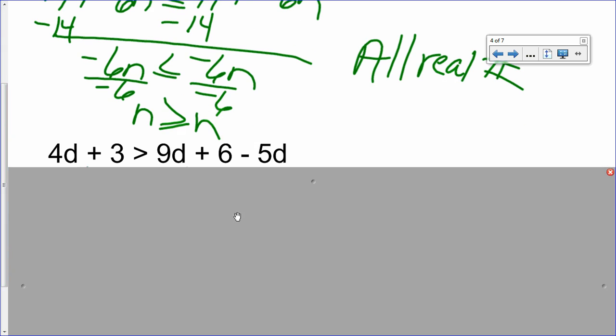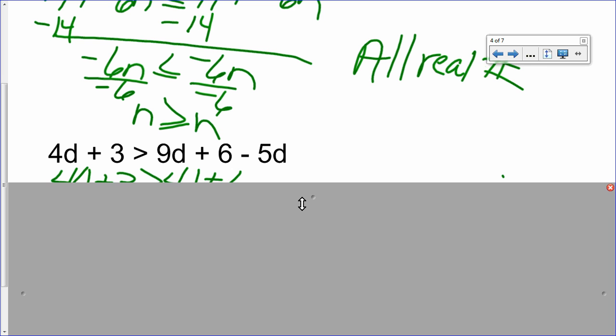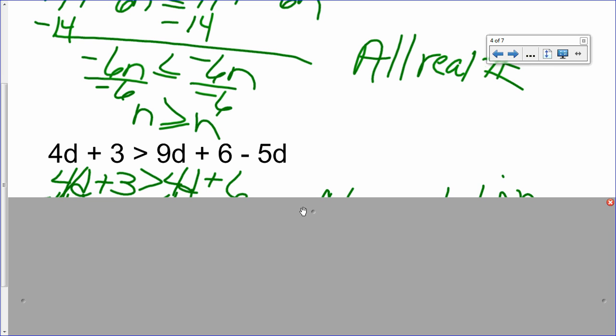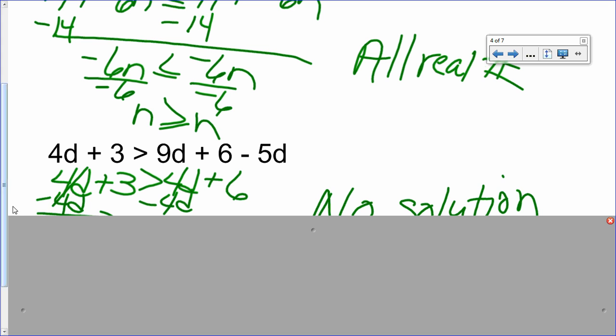Here's another example. 4d plus 3 is greater than 9d plus 6 minus 5d. Again, a couple of steps to solve this one. First, we're going to combine like terms, and we get 4d plus 3 is greater than 4d plus 6. Move the numbers to one side, the letters to the other.